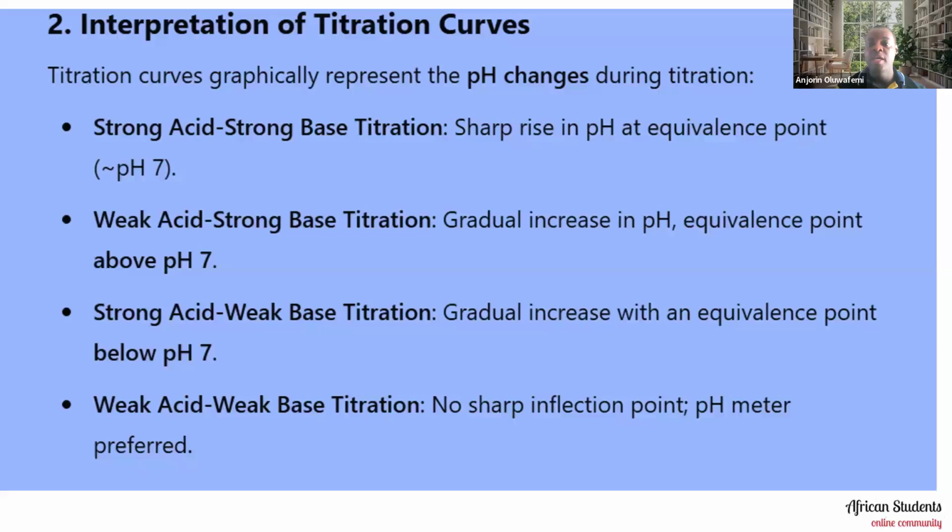Then when we have a weak acid and a strong base titration, there's a gradual increase in pH and the equivalence point is above pH 7. When we have a strong acid and a weak base, the titration curve gradually increases with an equivalence point below pH 7. And then when you have a weak acid and a weak base titration, there are no sharp inflection points. A pH meter is preferred for this kind of titration.